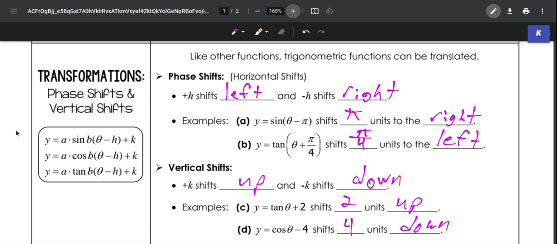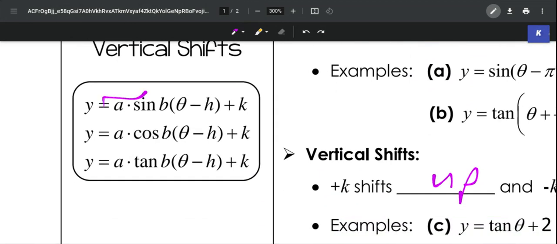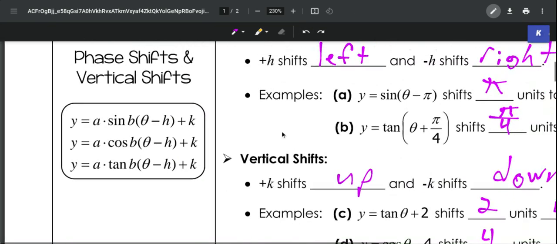So if you look over here, we have our general setup for each. The only thing that really has changed from 11.1, where we were just dealing with something like this: A, which would be a number, times sine, B, which would be a number, times theta. Now, we're adding in this H portion and this K portion. So, we'll pretty much define what that means.